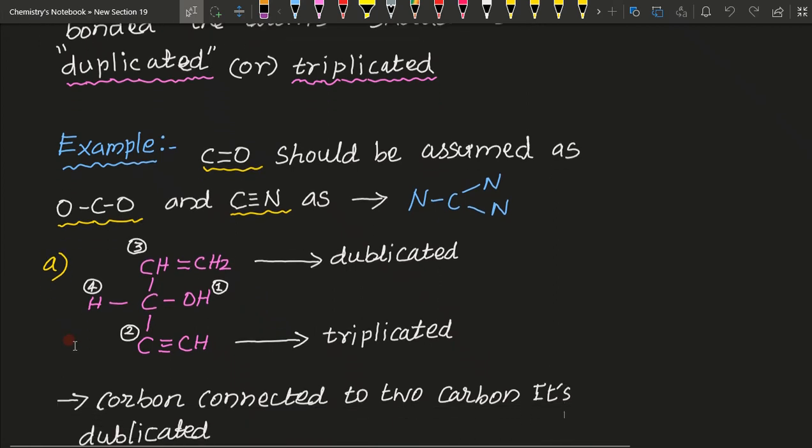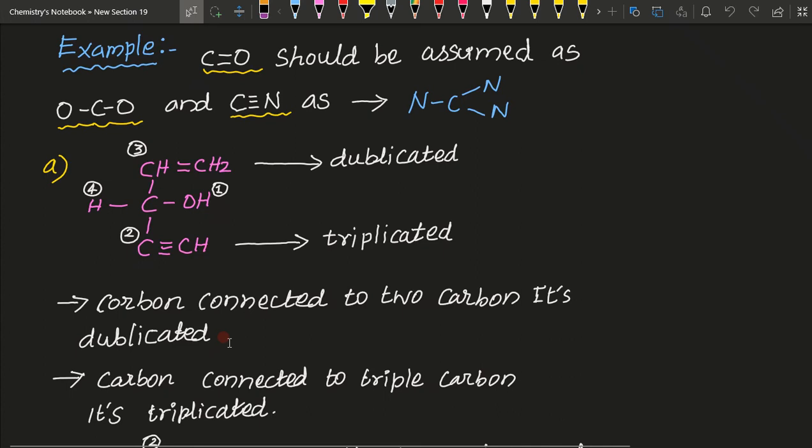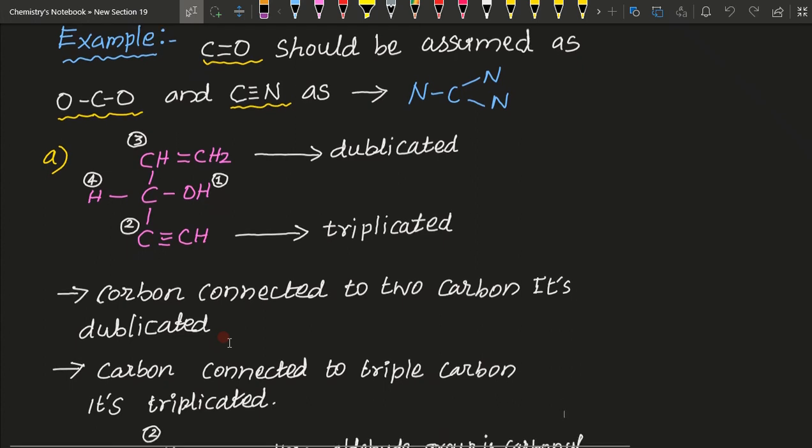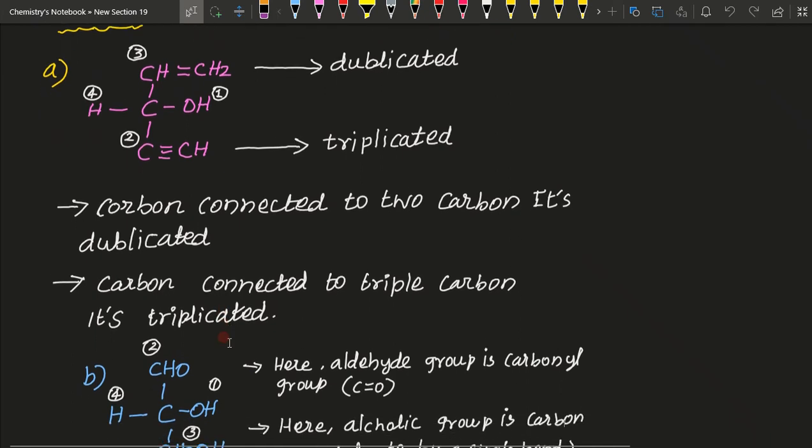Example A. See, this is the central carbon atom. We know that alcohol is first priority, second priority is the triple bond, third is the double bond, fourth is hydrogen. Carbon connected to two carbons is duplicated. Carbon connected to three carbons is triplicated.